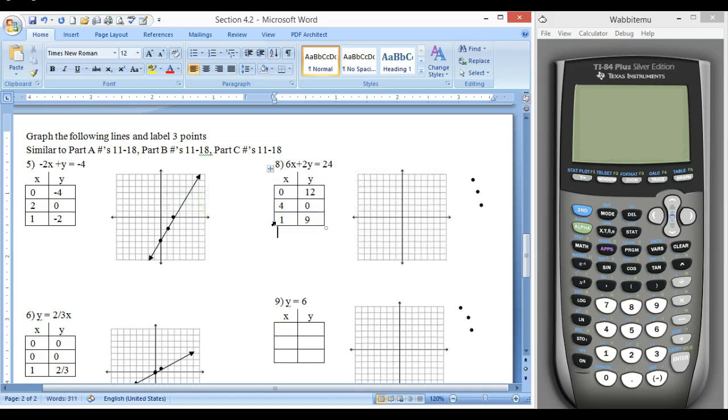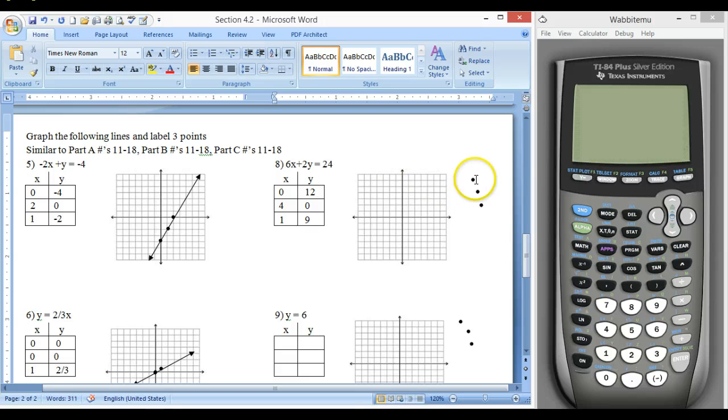And let's delete these guys. Okay, so now we have our points, 0, 12. That means I'm 0 in the x direction, 12 in the y, so it should be up here. That looks to be about 12. 4, 0. That means I go 1, 2, 3, 4. Yep. 4, 0, and 1, 9.